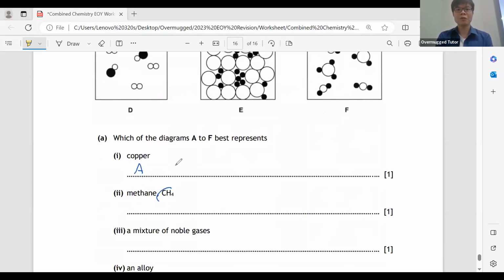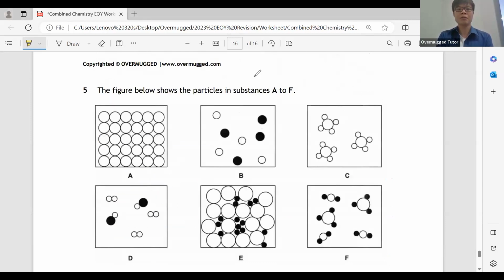Then methane, CH4. Try to make sense out of it. Which one looks like a CH4 to you? Got 1C and 4H. It is this one over here. See? And then methane, CH4.